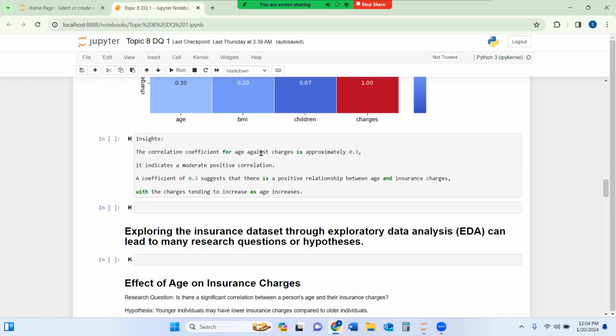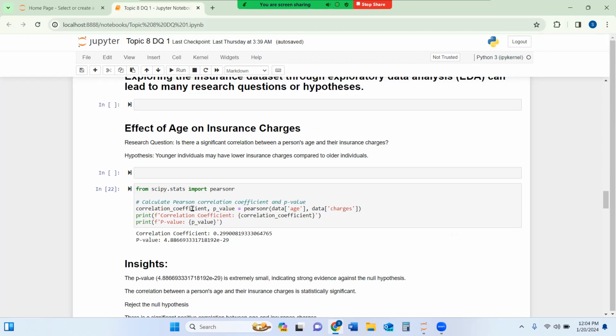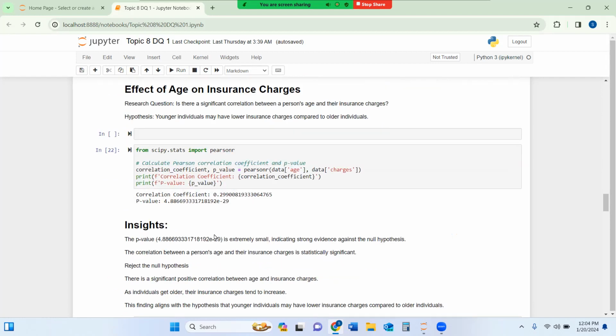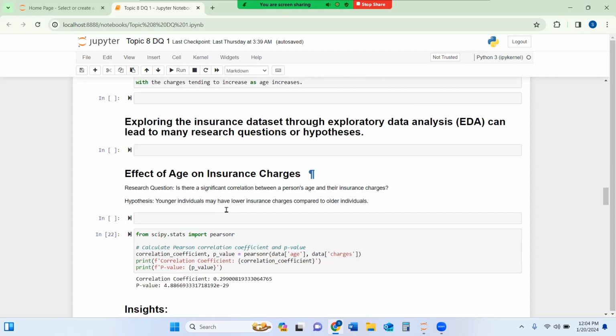That is when I did the Pearson correlation coefficient, and I got these values here. It shows that the null hypothesis could be rejected. That is, as individuals get older, their insurance charges tend to increase. And this finding is aligned with the hypothesis that younger individuals may have lower insurance charges compared to older individuals.